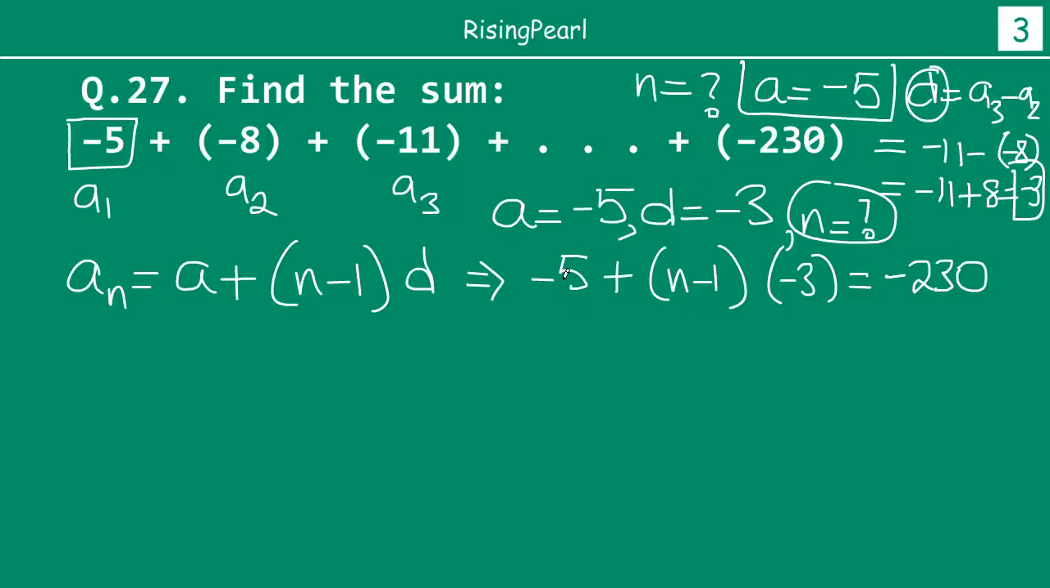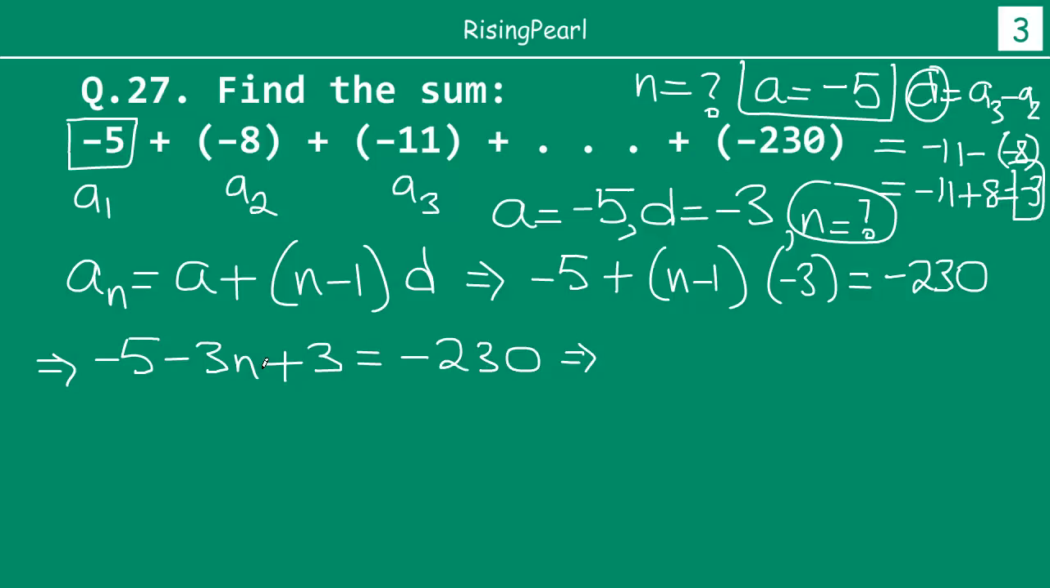So we have like a negative 5. So you know what, let's do one thing. Let's just simply solve this and find out what we get. So on this side we have minus 5. If we were to open this up, if we were to multiply this, we will have minus 5 minus 3n. This will be minus 3 times n, and then we will have plus 3, because minus 3 times minus 1 is plus 3. This is equal to minus 230.